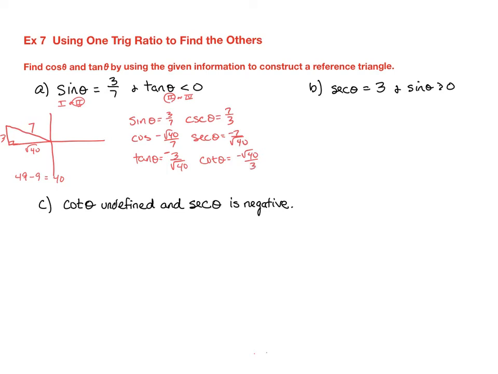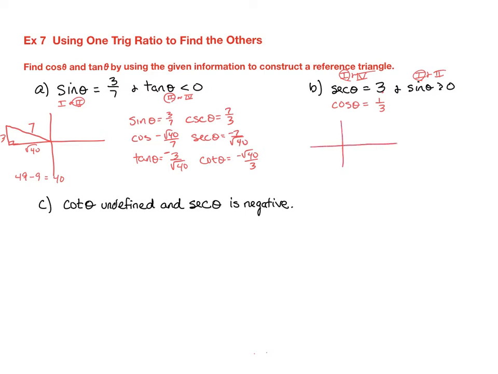In the next example, they're told that the secant of theta is 3 and the sine is positive. If the secant's positive, that means the cosine's positive, and that means we're in quadrants 1 or 4. If the sine's positive, we're in quadrant 1 or 2, so 1 is the one they both share in common. We know that from the secant of theta being 3, the cosine of theta is going to be the reciprocal, 1/3. So that takes care of one of them. For the rest, we're going to have to draw a triangle in the first quadrant.